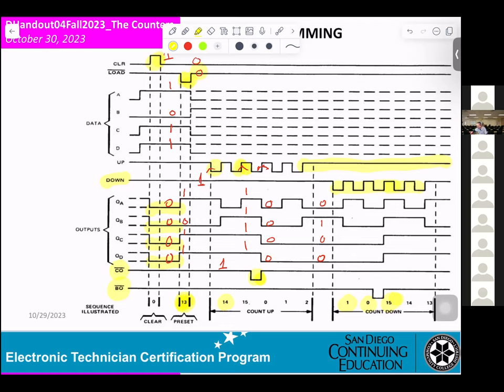And same thing for the borrow. If you look in here, you can see the borrow go to 0. Normally it is 1. But when the output is 0, 0, 0, 0, that means you counted down from 15 to 0, so the borrow goes to 0. So we know the counter has already completed counting down.